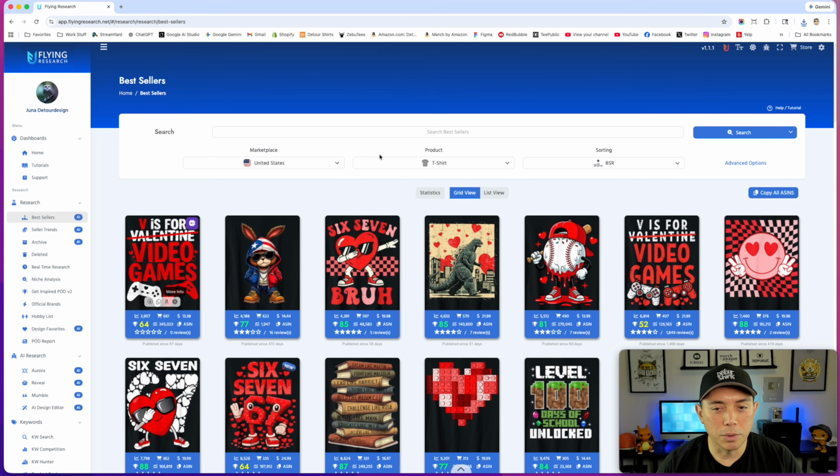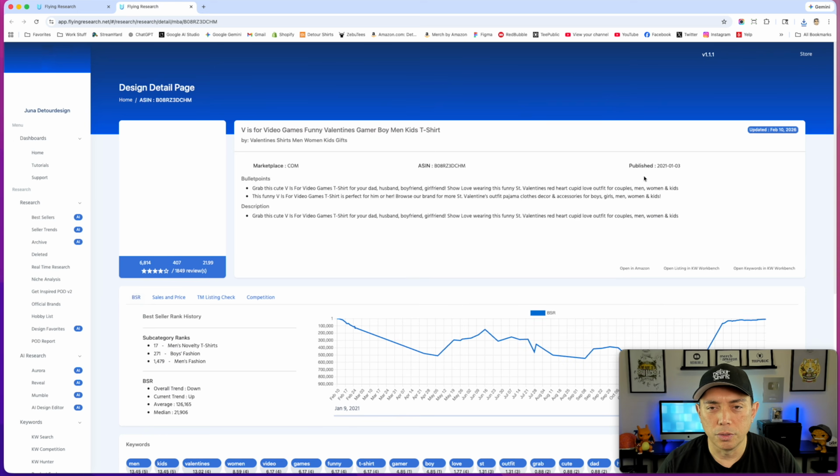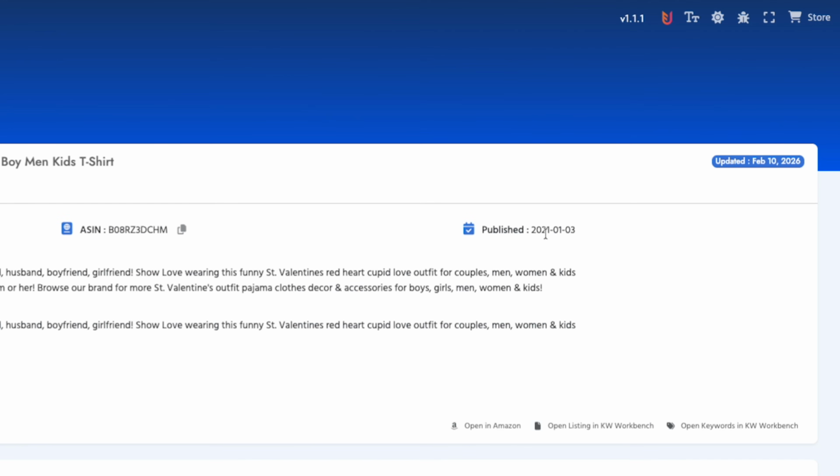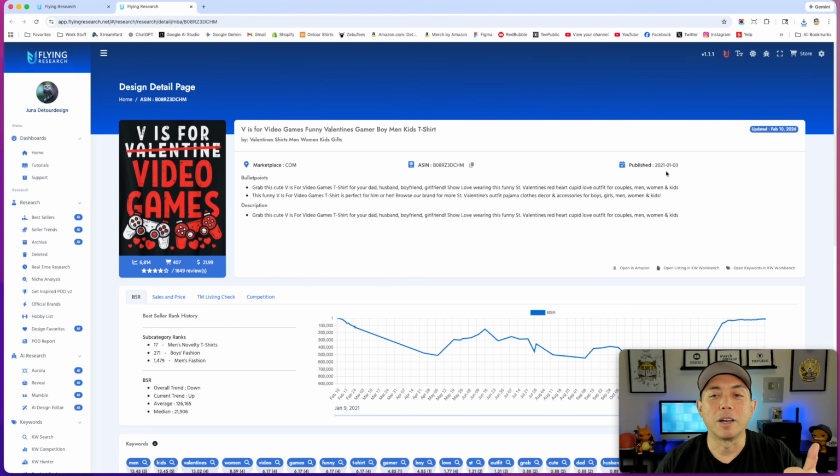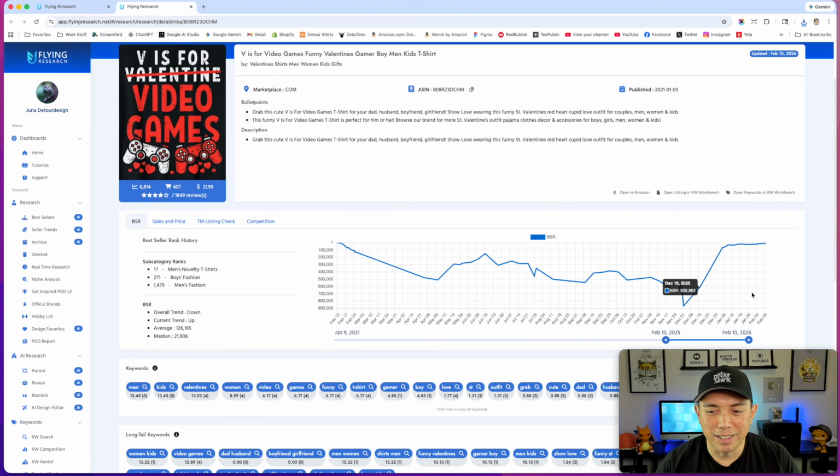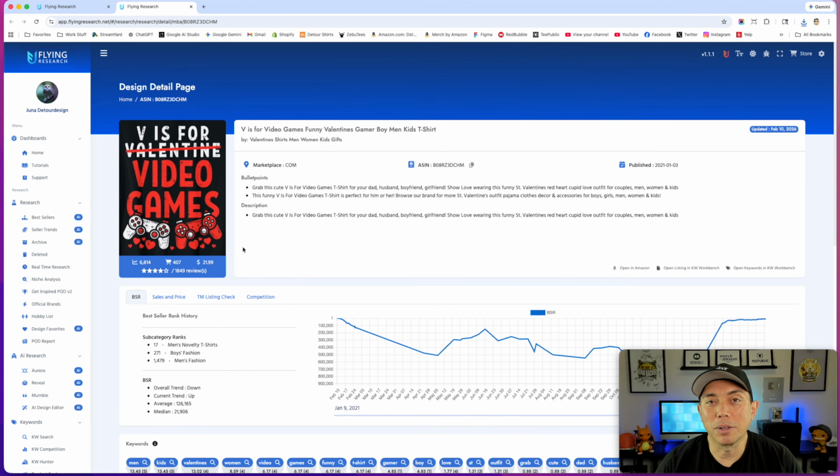Let's do another one. I think maybe this one. Let's try this. All right, so this one, 2021. I bet it was popular in 2022 and 2023 and 2024, right? So take a look at this design here. It's been very popular year over year over year. And so once you make it, you don't have to make it again. You can just let it ride over and over again.